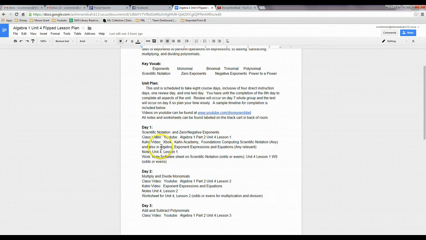We are on day 1, scientific notation and zero and negative exponents, so you'll be completing the notes for Unit 4 Lesson 1, and you'll be completing odds or evens on 2 separate worksheets, but we'll go over an example for each of those so that you get started. And of course, if you're having trouble and you need extra assistance and I'm not immediately available, there are also a couple of videos about scientific notation and exponent expressions and equations, specifically talking about zero and negative exponents. But anyway, let's get started.